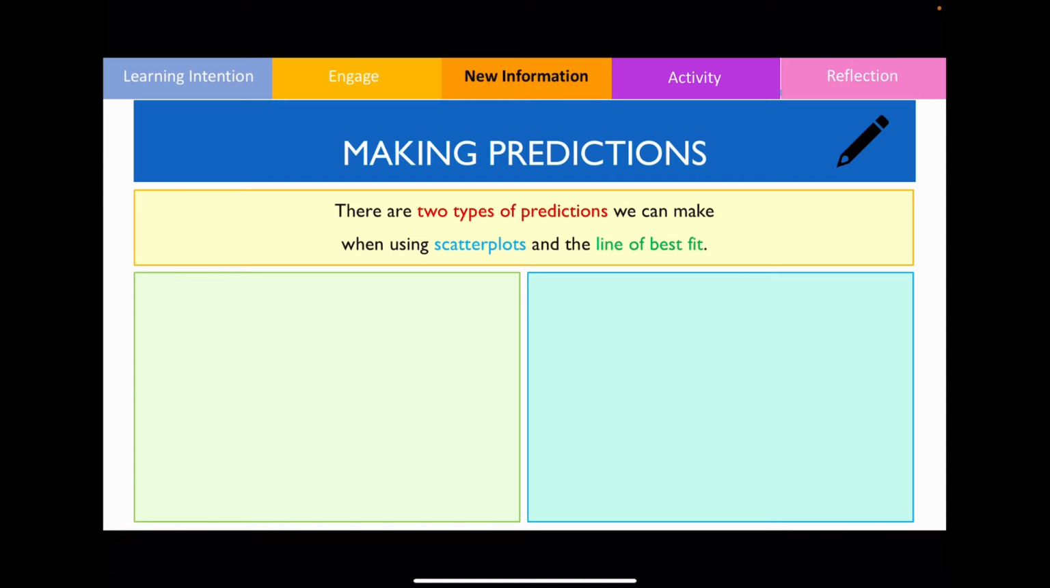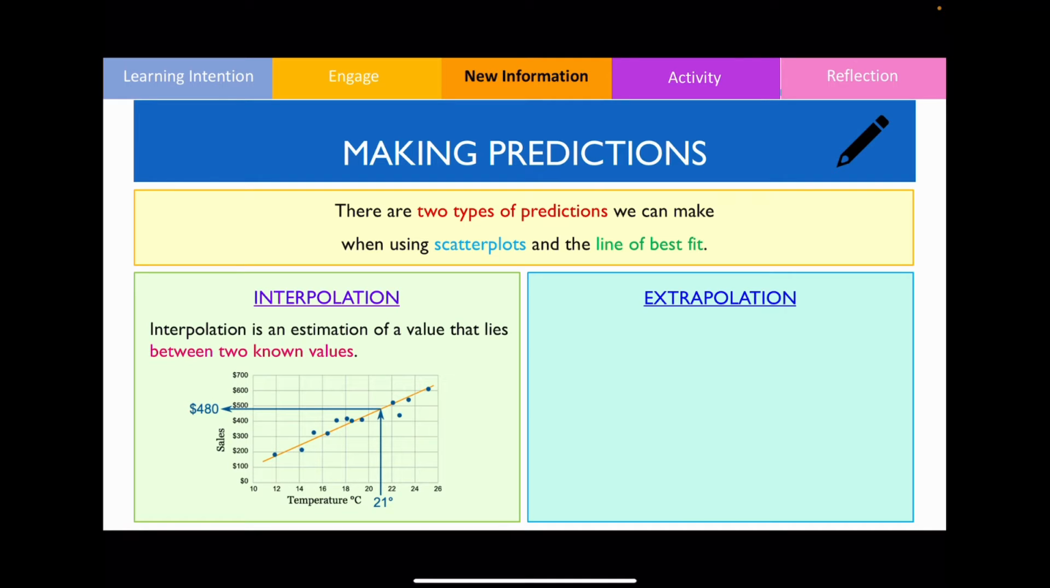Hence, there are two types of predictions. The prefix inter, like in the word inter-school sports, means in between, and interpolation involves finding the predicted value of a point that lies within or between the lowest and the highest values of a dataset. So if you look at the example down below, if you wanted to find out what the sales were given that the temperature was 21 degrees, this is an example of interpolation because the temperature is in between the lowest and the highest value. So it's contained within this section of the original dataset.